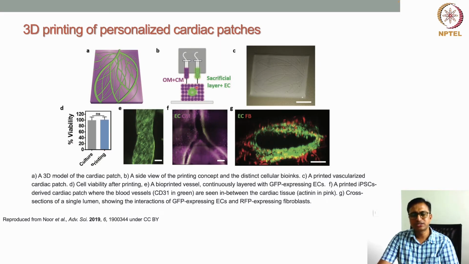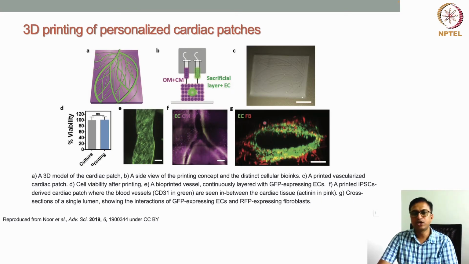In this case, the printing process doesn't induce any cell toxicity, and a bioprinted vessel can be clearly seen, continuously layered with endothelial cells. The green color is because of the GFP, and the endothelial cells can be clearly seen. They have fully populated the vascular channel from the luminal side, and you can clearly see blood vessels here. And here is the cross section of the printed iPSC-derived cardiac patch, where the CD31-expressing blood vessels can be clearly seen.